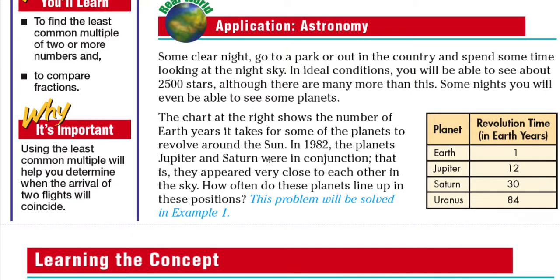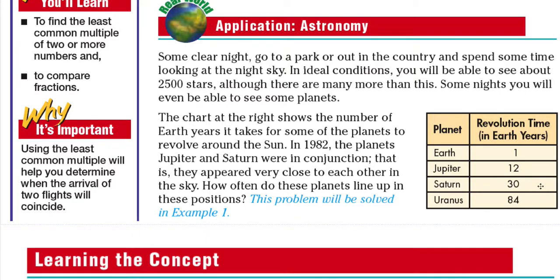around the Sun. In 1982, the planets Jupiter and Saturn were in conjunction. That is, they appeared very close to each other in the night sky. How often do these planets line up in these positions? We'll answer this question in example 1.